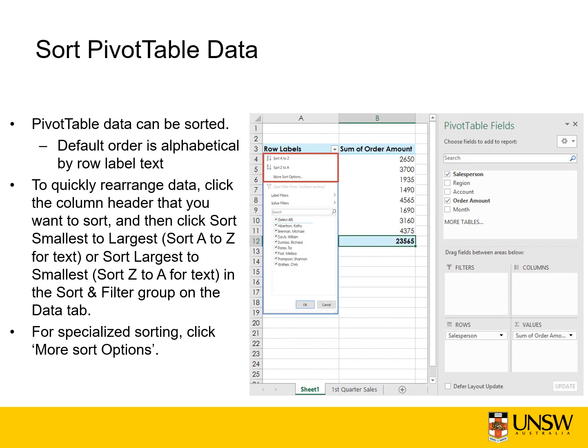Sorting your pivot table data is the same as the way that you sort the rows in a worksheet or a table. You just need to click the header of the row that you want to sort its data and click Sort A to Z for sorting from smallest to largest, or Sort Z to A for sorting from largest to smallest.